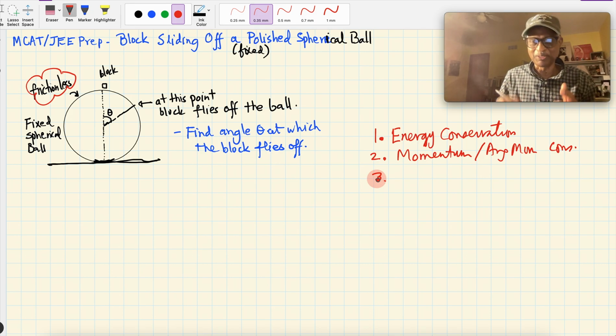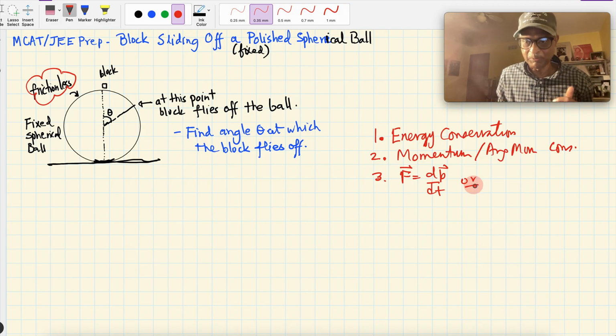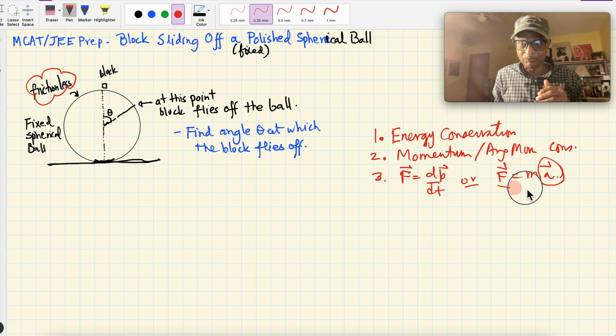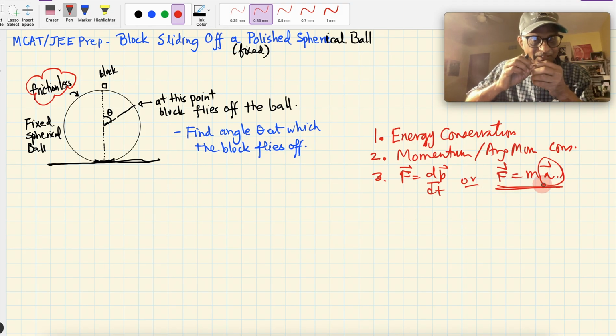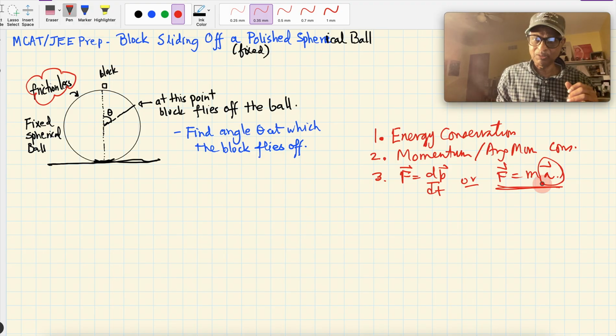Finally, you have to work out the force. So it's going to be F equals dp/dt, or a simpler one, F equals ma. If you know what the direction of a looks like, and what the magnitude might look like, that is an F equals ma problem. But here it's not very clear, so we're going to start with the energy conservation.